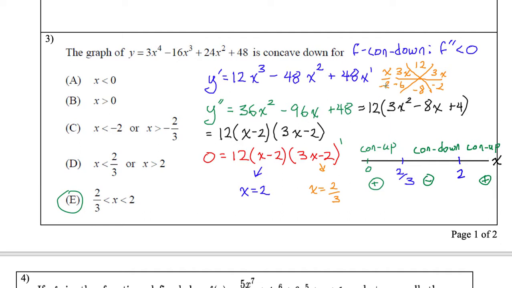And the question is asking for concave down, which is in between 2/3 and 2. That is how I write it. We're on to number 4.